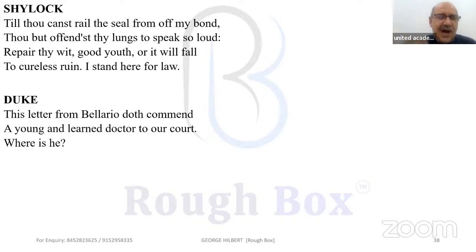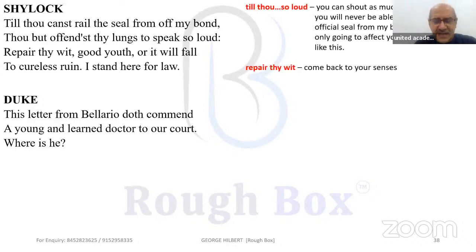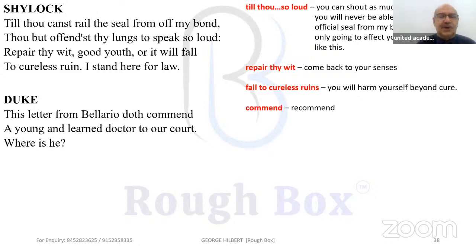So Graciano, why are you shouting? You can shout as much as you want, but you cannot erase the seal from my bond. Until then, you are offending your lungs. You are causing harm to your lungs by speaking so loudly. "Repair to thy wit, good youth." Come back to your senses, young man, or it will fall to cureless ruin, or you will harm yourself beyond all cure.